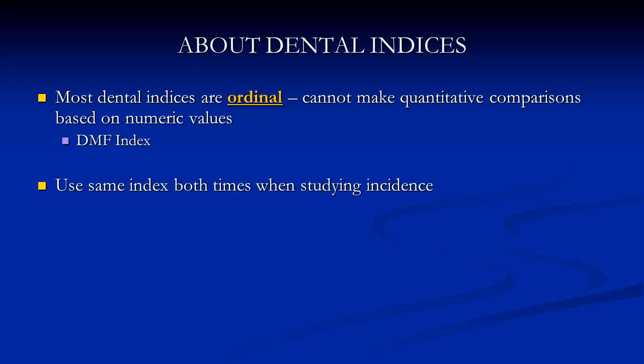When you're studying incidence, and remember, incidence is when you're collecting data at 2 points in time, if you were doing a DMFS type of index and collected that for your pretest, you have to make sure that you use the same index and the same definitions the second time around so that you collect the same type of data, and you won't introduce any confounding or conflicting variables.